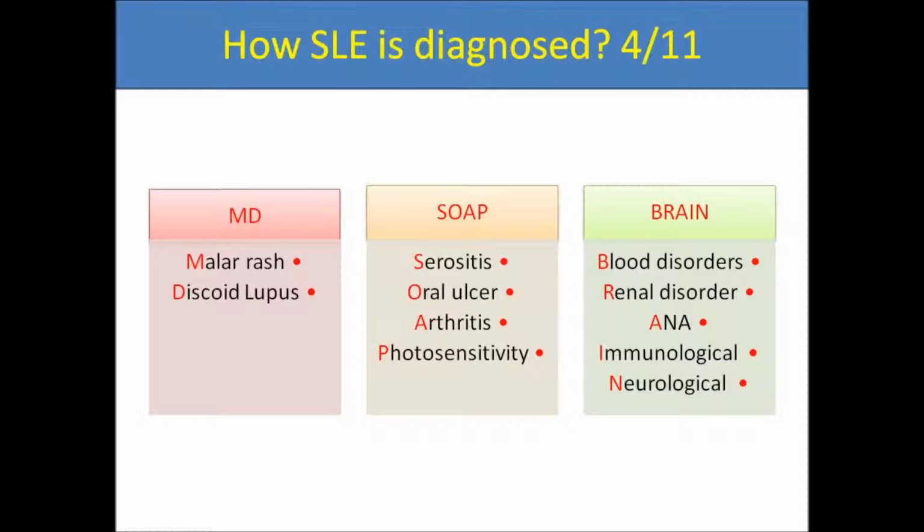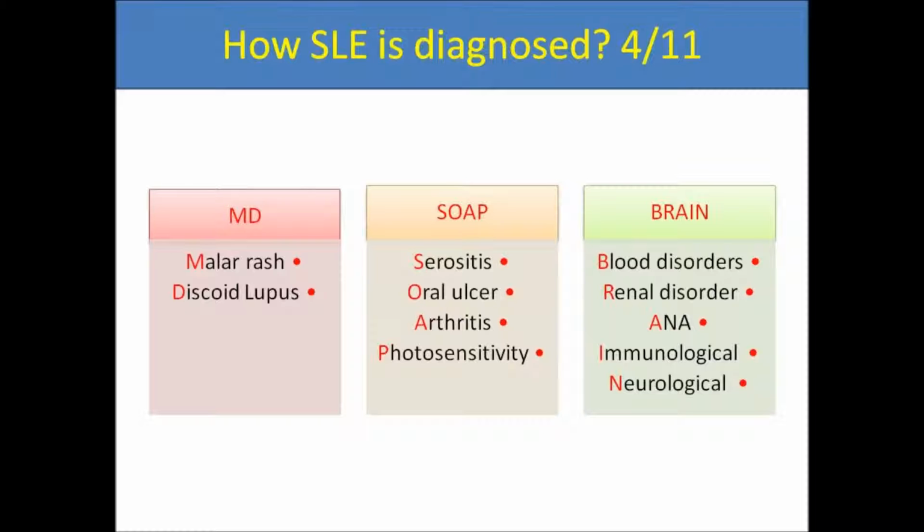So what is this criteria for SLE diagnosis? It is abbreviated as MD, SOB, brain. Each of these 11 letters signifies 1 point from the criteria. So in MD, the M stands for malar rash, the D for discoid lupus. In SOB, the S for serositis, the O for oral ulcers, the A for arthritis, the P for photosensitivity.